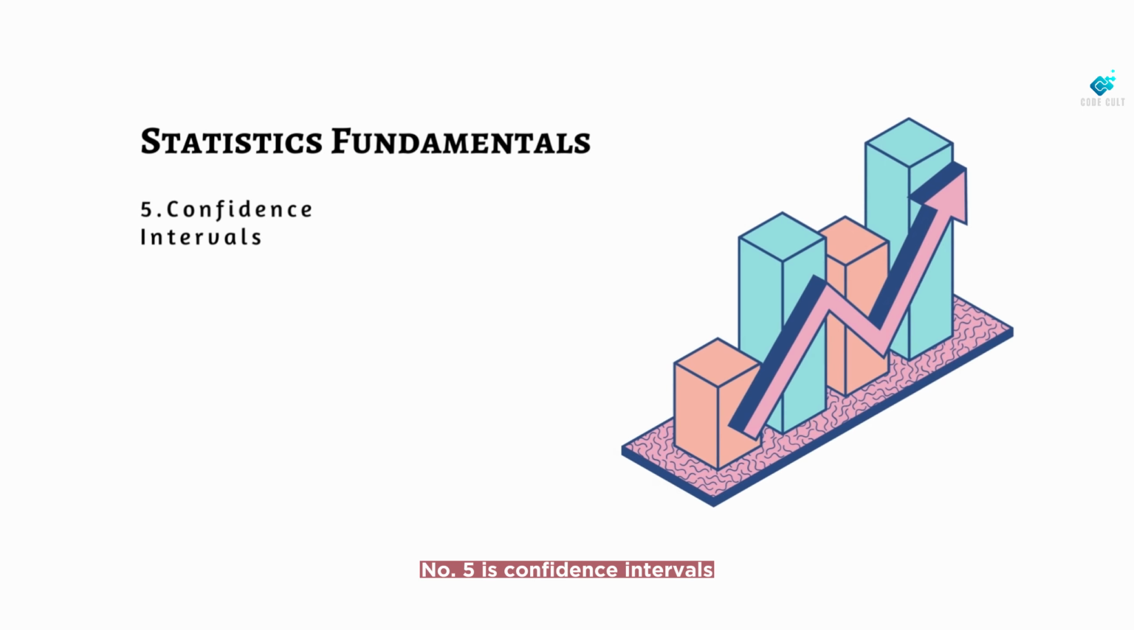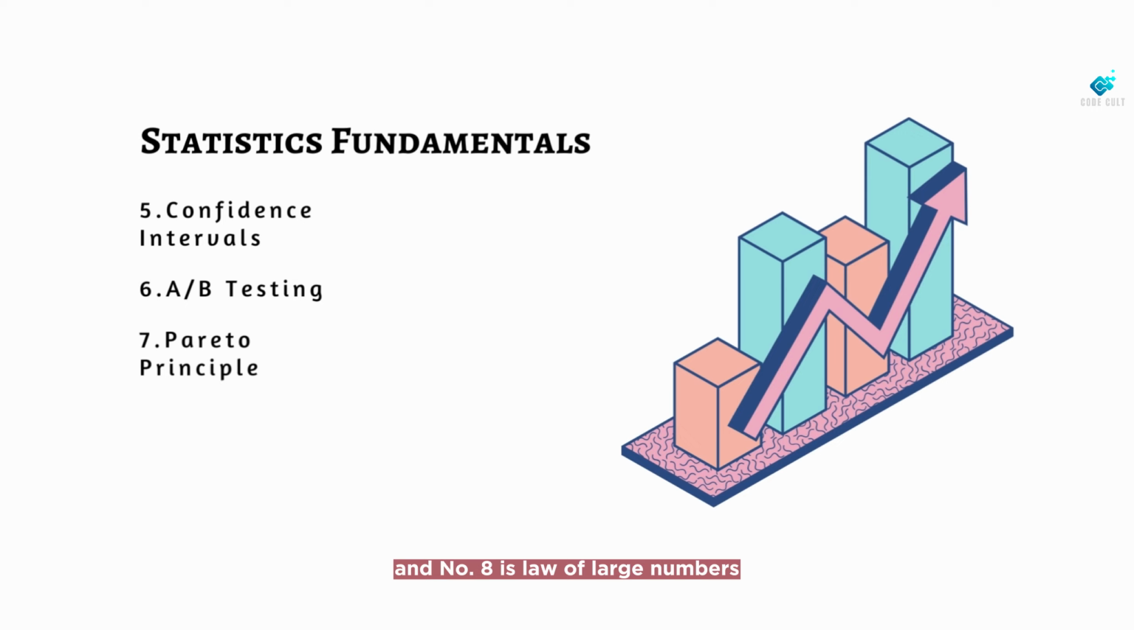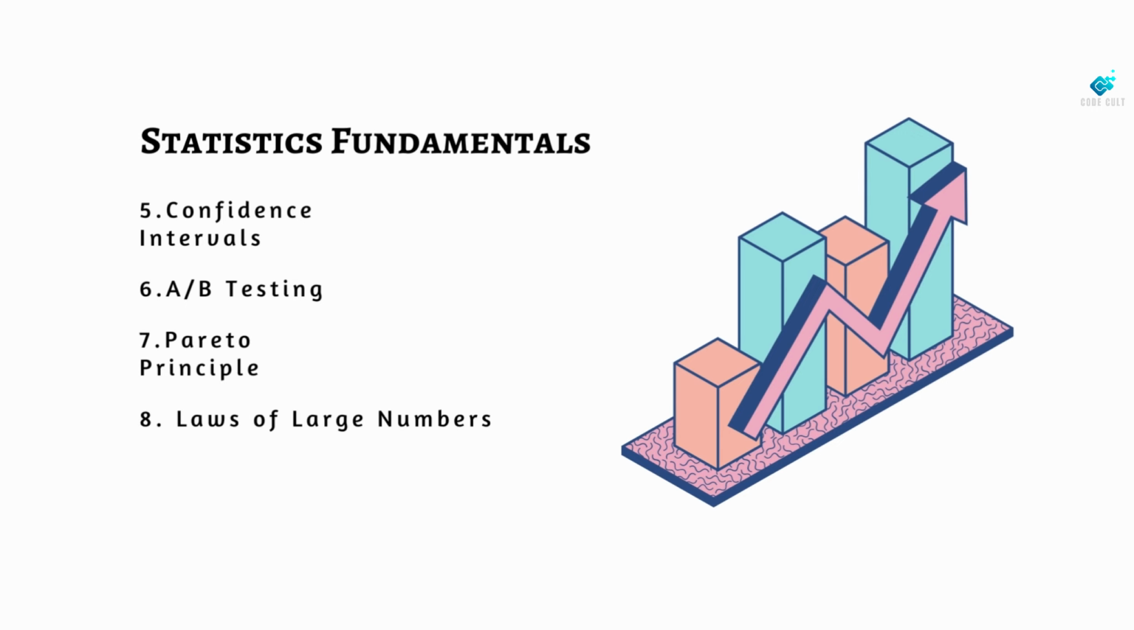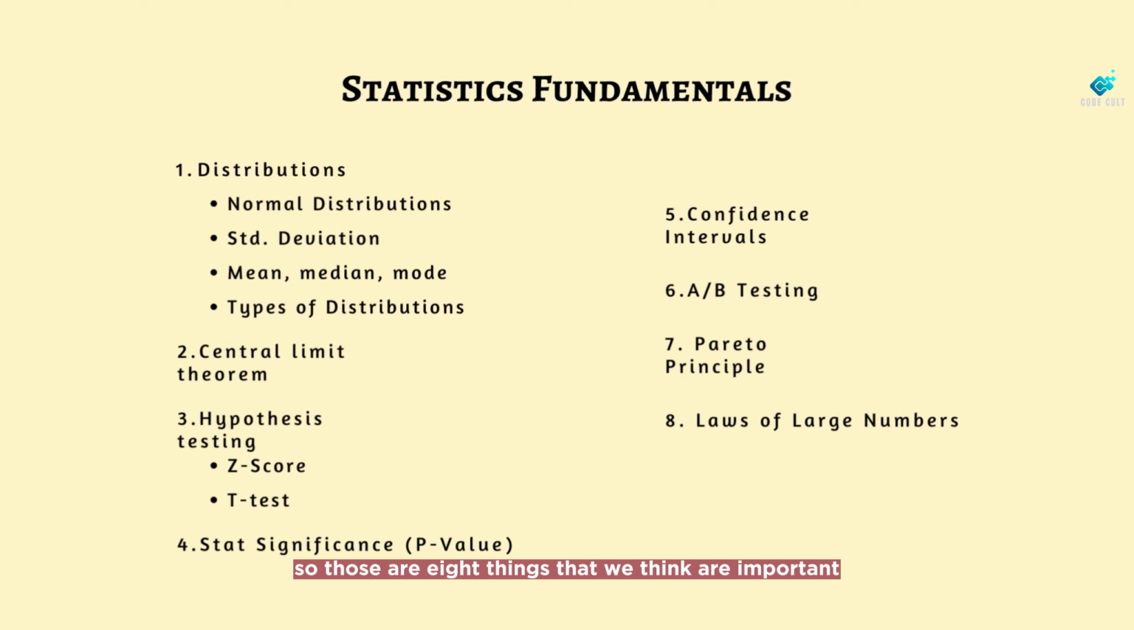Number 5 is confidence intervals. 6 is A/B testing, and 7, Pareto principle, or the 80-20 rule. It's also known as that. And number 8 is law of large numbers. That's my favorite one. So those are 8 things that we think are important in data science. Not advanced statistical data science, but just general data science in terms of statistics.